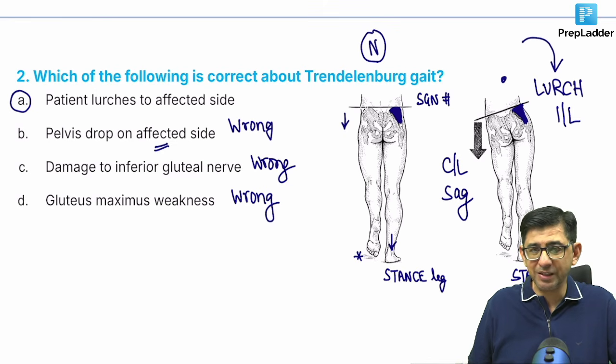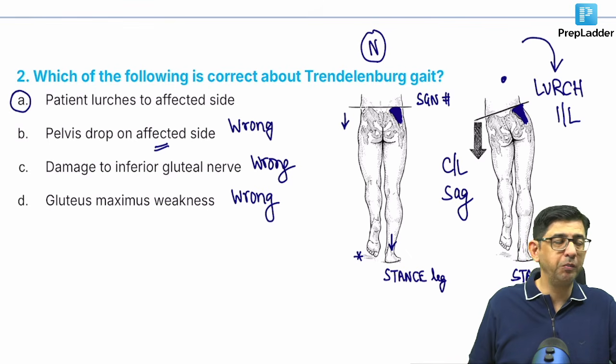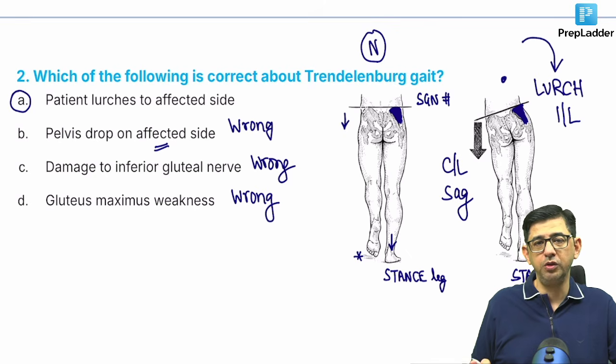So my suggestion to you would be, take a picture of this. Anyway, you get a PDF, but then you should keep a picture of this and this should remain on your table for the next 2-3 days, so that anytime in your life, if they give you a question on Trendelenburg gait, you never make a mistake.